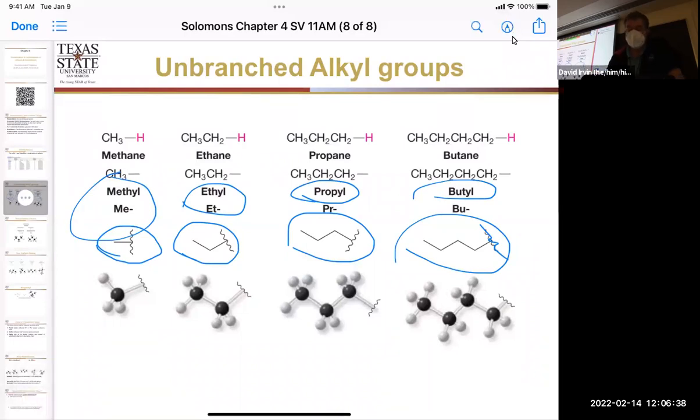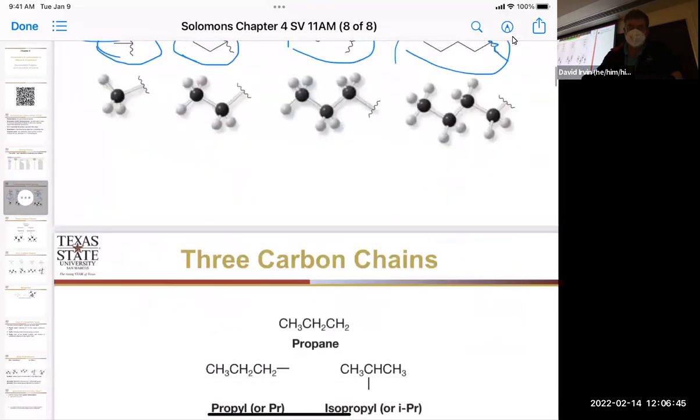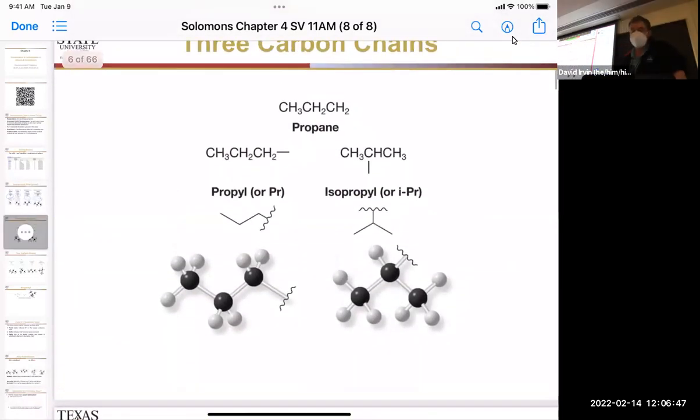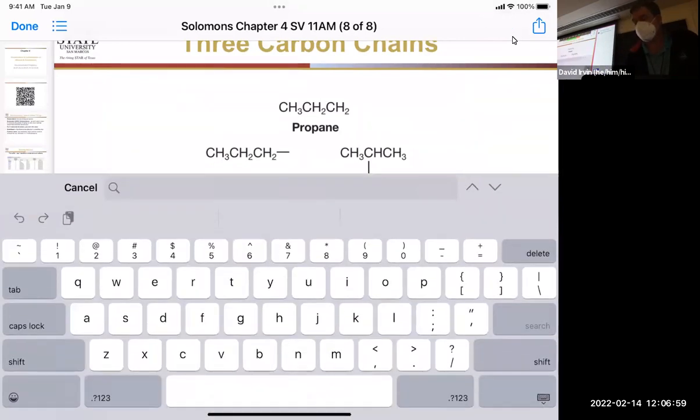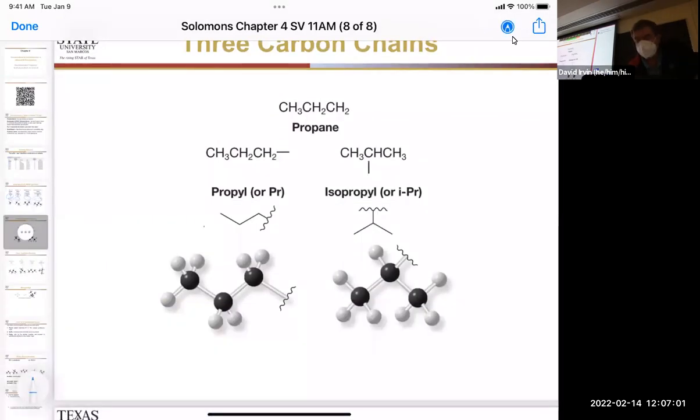Okay. Now, once we get up to propyl and butyl, there are isomers possible. So the first isomer we're going to talk about is propane. It has isomers because we have a total of 3 carbons, but we can hook it to the end carbon or the middle carbon. So in that case, we have 2 different isomers, where if we drew it out, notice it's on this first carbon here. And on this one, it's on the second carbon.